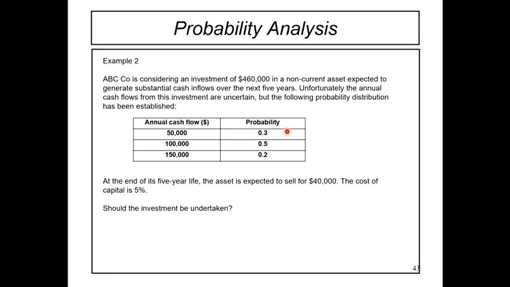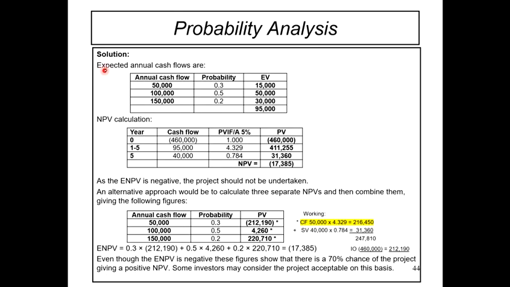Okay, so solution dia, first you kena kira expected annual cash flow. So darab je annual cash flow dengan probability. So you akan dapat 15,000, 50,000 and 30,000. So you tambah je semua, you akan dapat 95,000. So dalam sepanjang 5 tahun tu, expected value yang kita expect untuk dapat ialah 95,000. So daripada kira expected value, kita akan kira NPV.